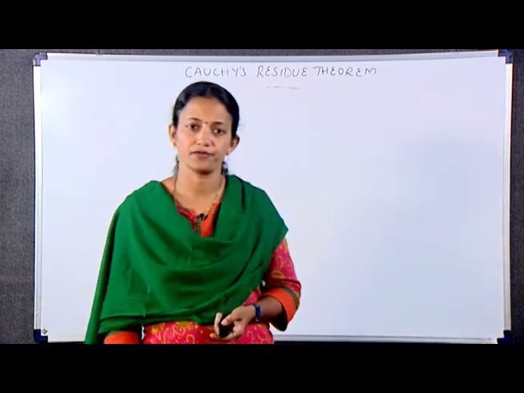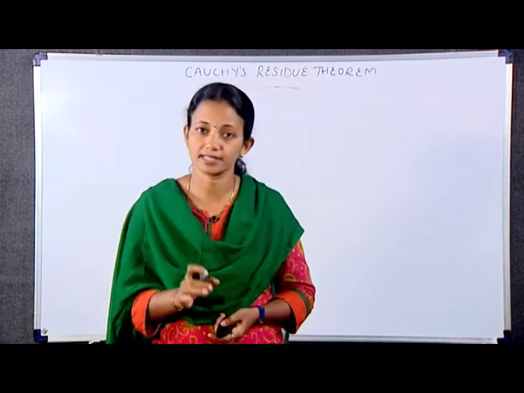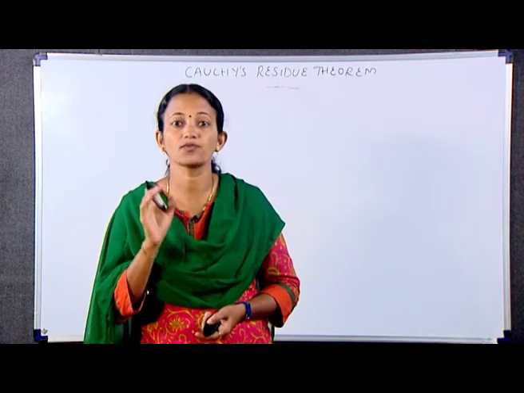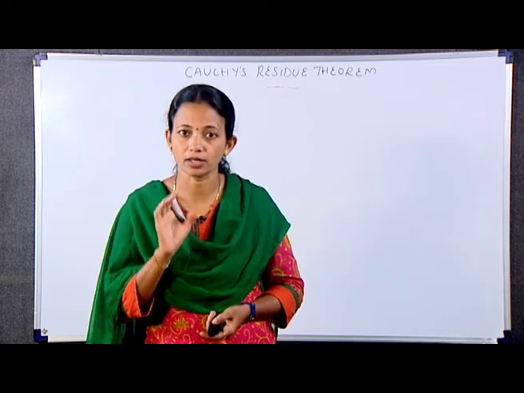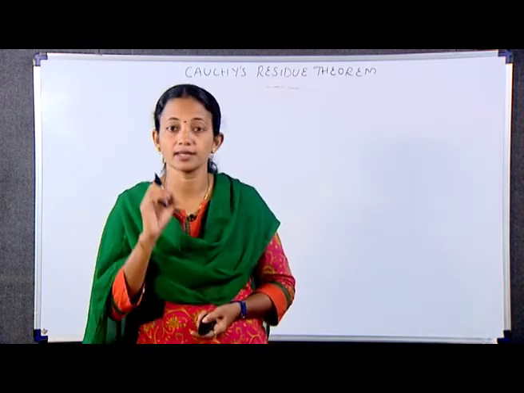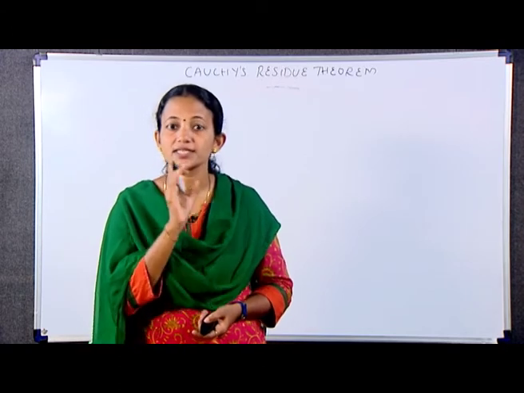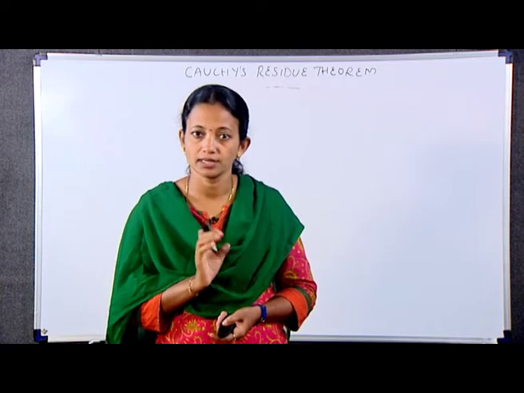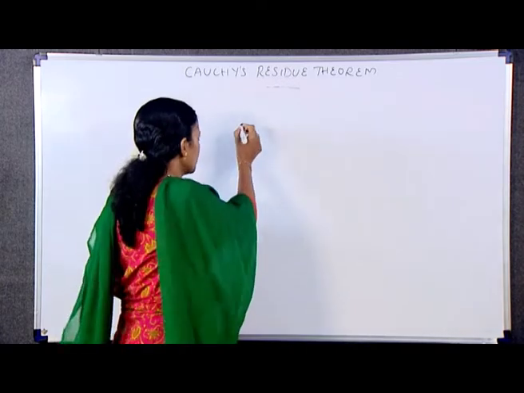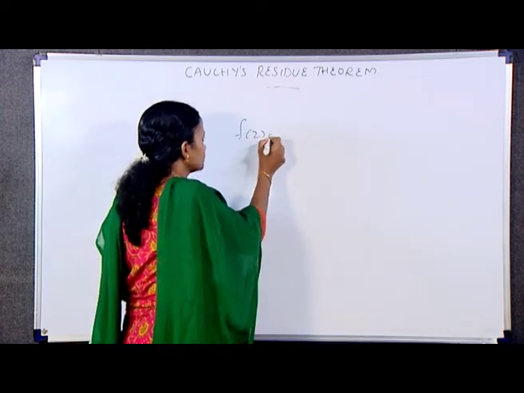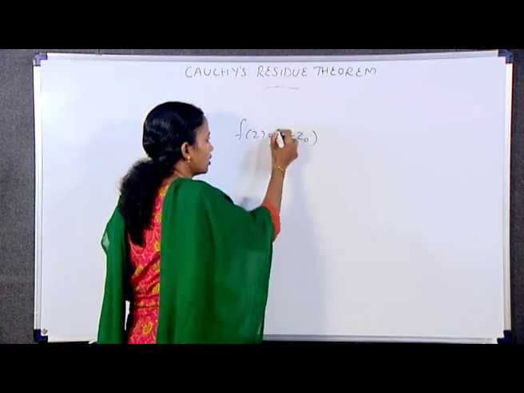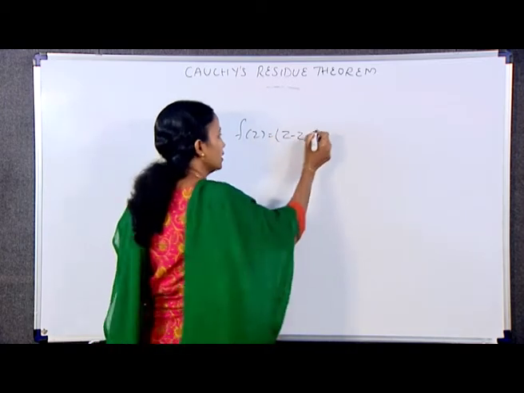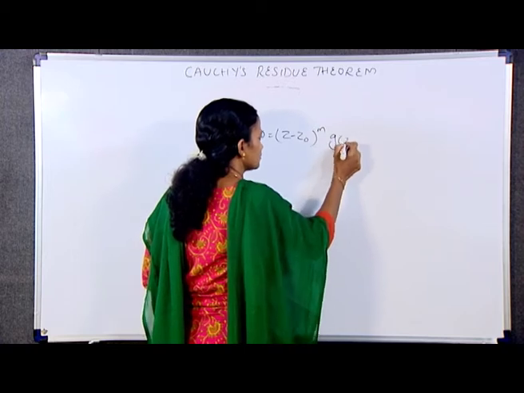A function f that is analytic at z0 has a zero of order m at z0 if and only if there is a function g which is analytic and non-zero at z0 such that f of z is equal to (z minus z0) raised to m into g of z.